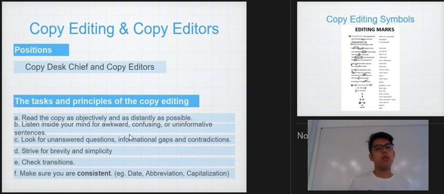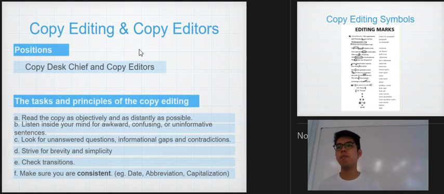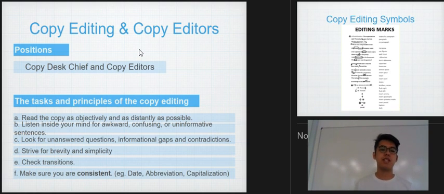They should also look for unanswered questions, for example, informational gaps and contradictions, to make sure the paragraphs of the news stories flow with each other. In that case, they should check the transitions to make sure every transition is smooth. But always, their aim should be brief and simple. It's like what we call keeping it short and simple. So strive for brevity and simplicity.